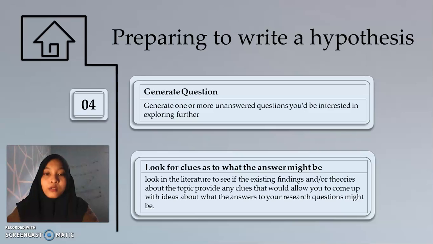Next is look for clues as to what the answer might be. Once you have generated your research question or questions, look in the literature to see if the existing findings and or theories about the topic provide any clues that would allow you to come up with ideas about what the answers to your research question might be.